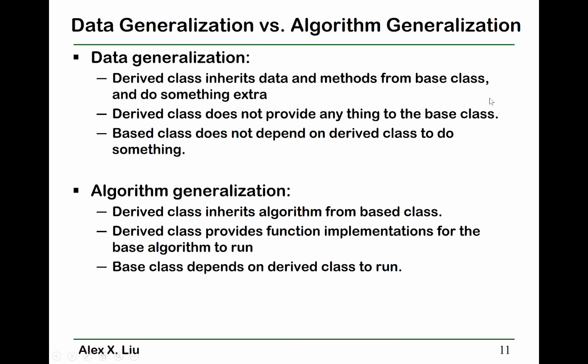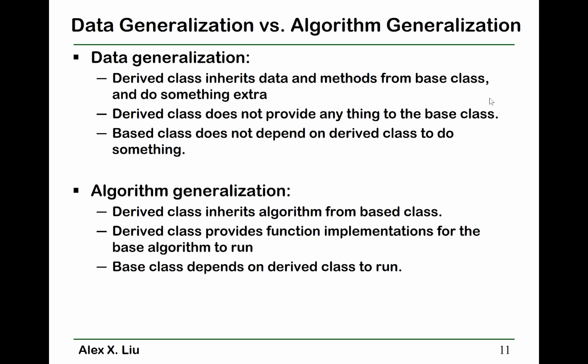Now let's compare data generalization and algorithm generalization. For data generalization, the derived classes inherit data and methods from the base class and do something extra, which we have already seen. The derived classes do not need to provide anything to the base class, and the base class does not need to depend on the derived class to do anything.